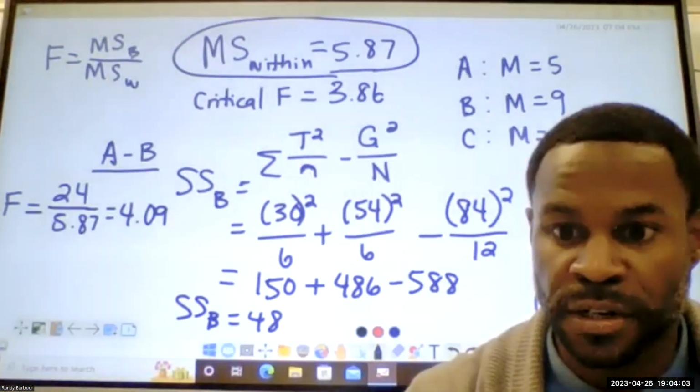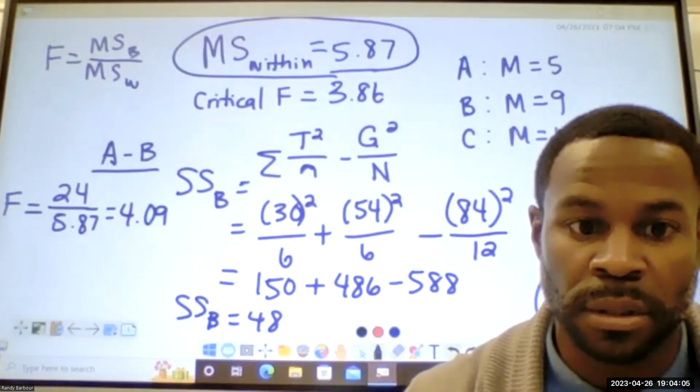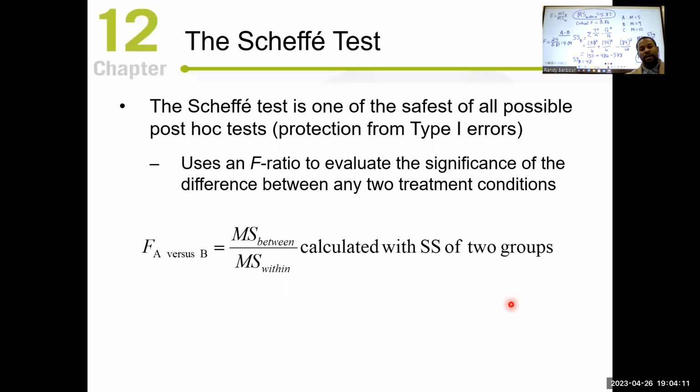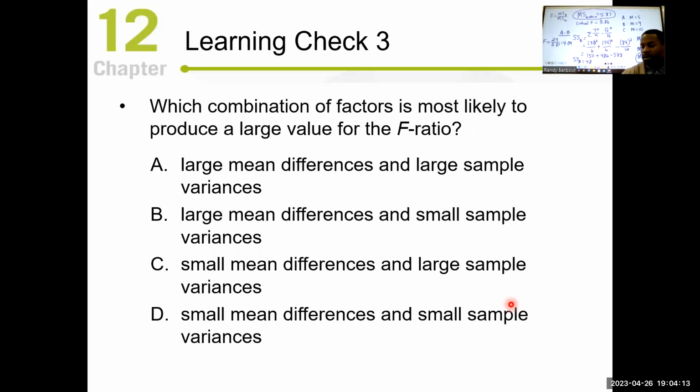Okay, so let's go ahead and finish this up. So again, that's my post hoc test. You've got your Tukey HSD, and you have your Scheffé test. This is something you need to understand, how these computations are related to one another, right?